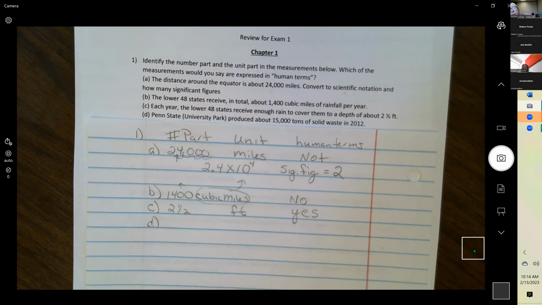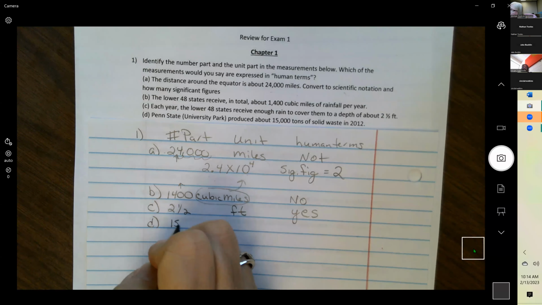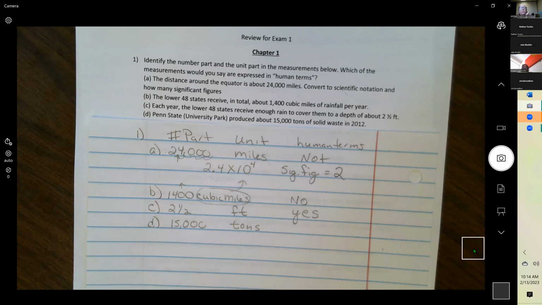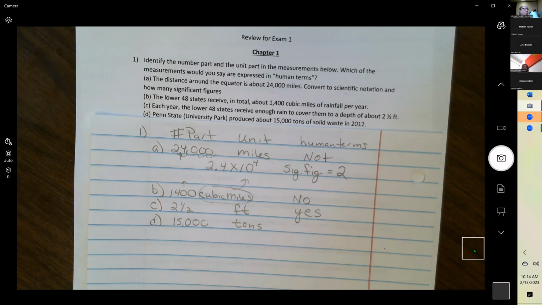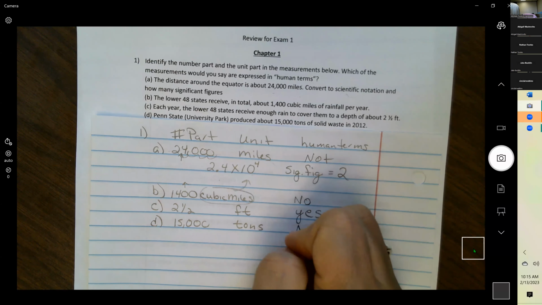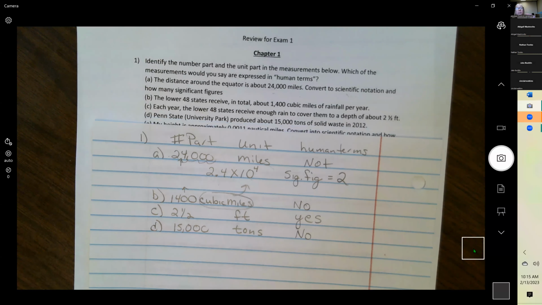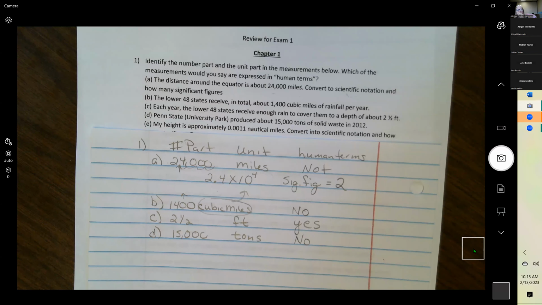Penn State University Park produced about 15,000 tons of waste in 2012. Number part, 15,000. Tons is the units. Would that be in human terms? Anyone? You can type it in the chat. No. Yep. There's none. I mean, it's not human. I think the next one puts it in human terms. Oh, no, I must have took that one out.